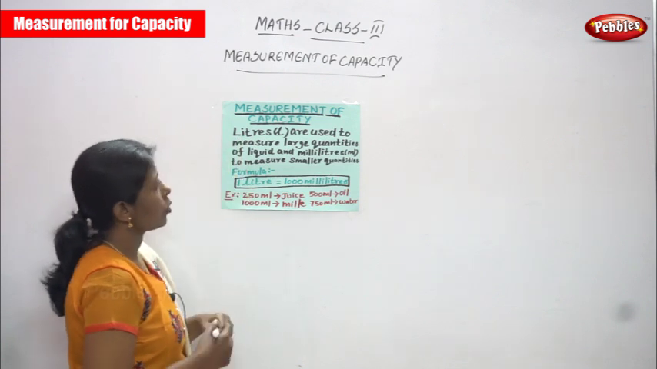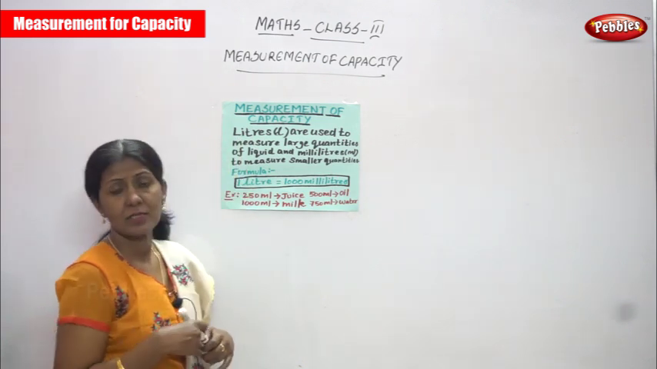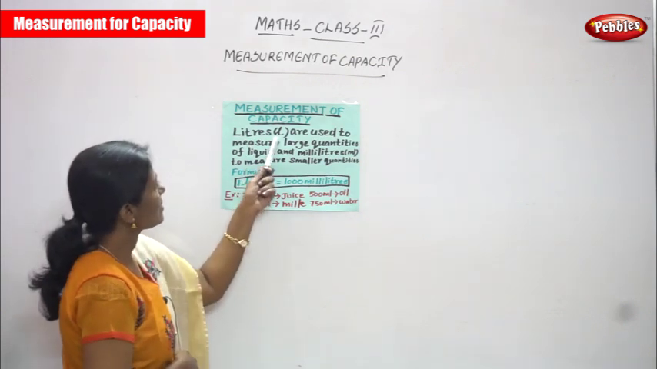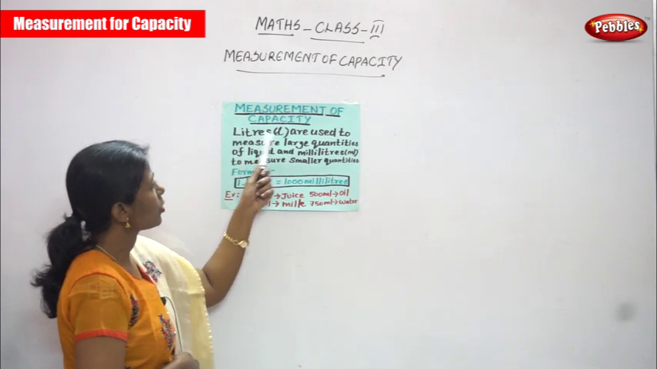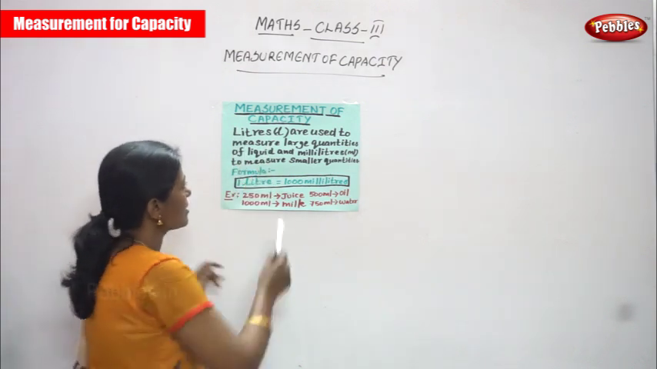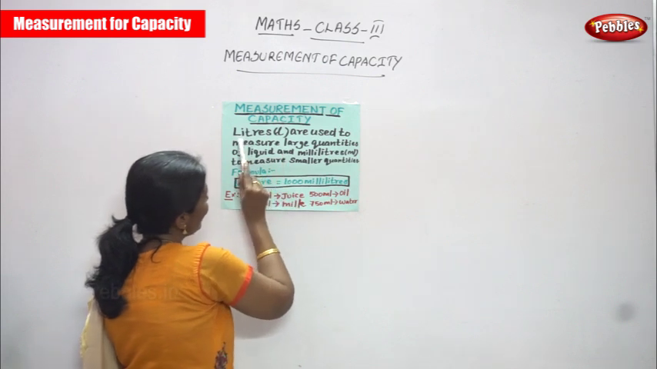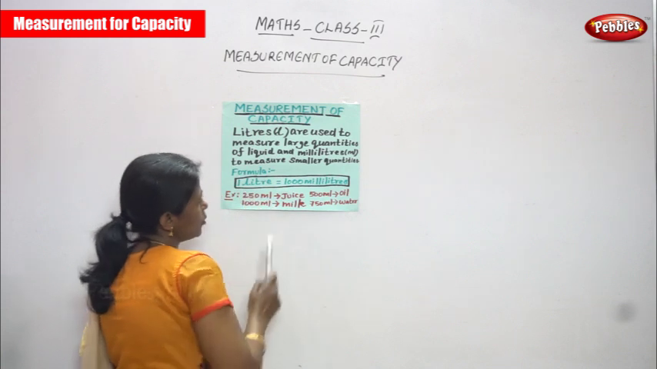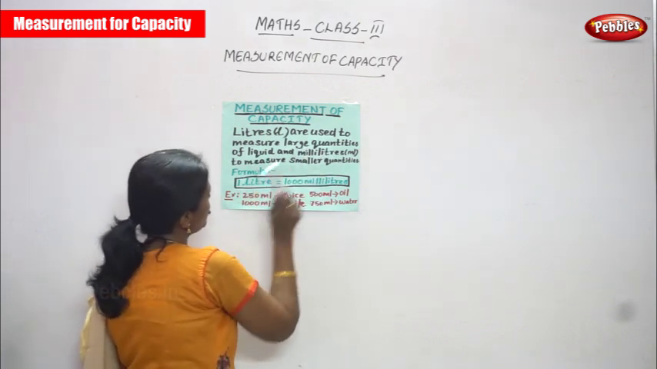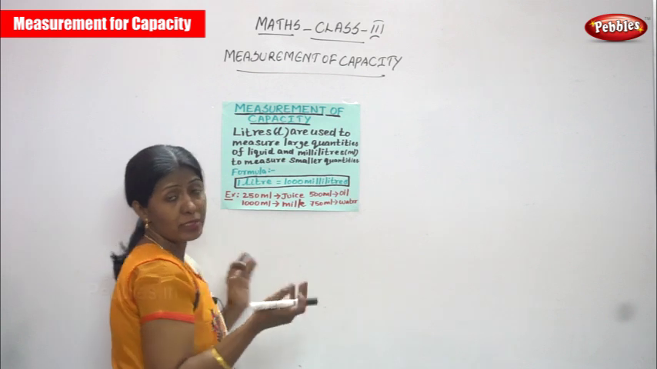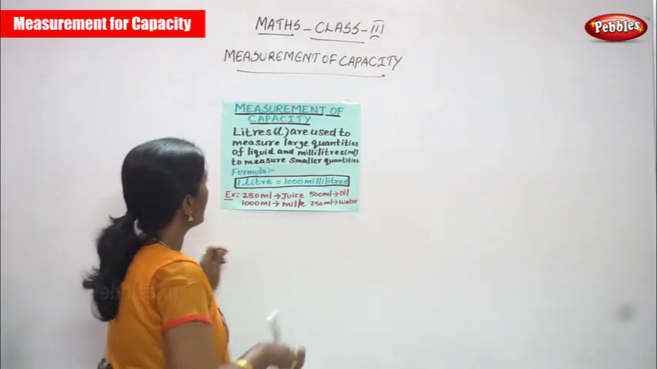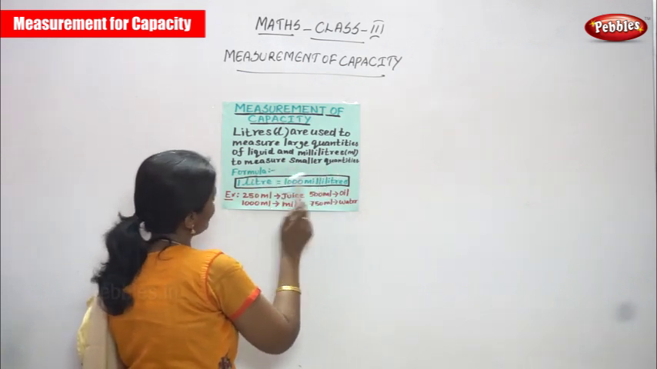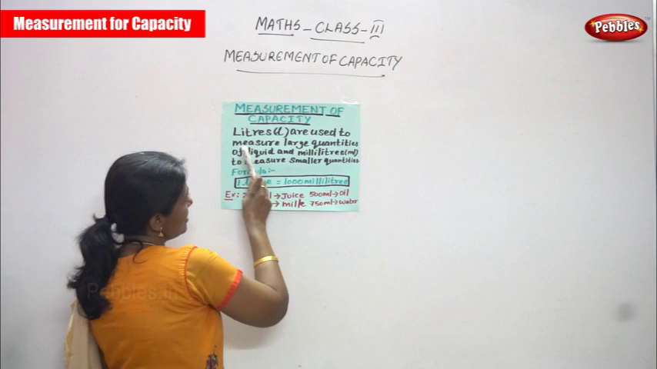So, liters. How are we going to measure liquids? Generally we measure in liters and milliliters. Liters is denoted by L, a small l. Liters, L-I-T-R-E-S. Liters are used to measure large quantities of liquid, and milliliters to measure smaller quantities of a liquid.